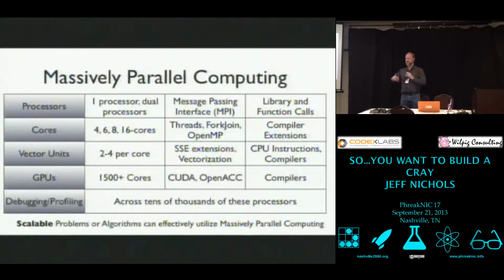You're doing tens of thousands of processes, a lot of, that'd be quite a lot for Visual Studio to split out your debugger. They're specialty software and support so that you can be assured that your calculations are doing what you want them to do. And the word that comes up in all this is scalable: problems or algorithms that can effectively use this massively parallel computing.